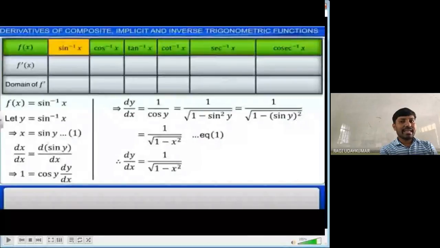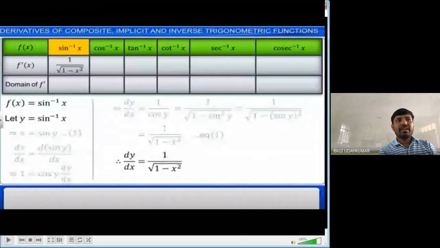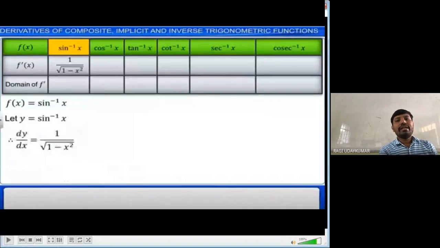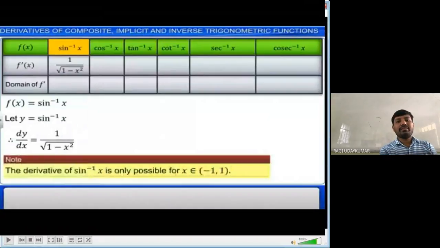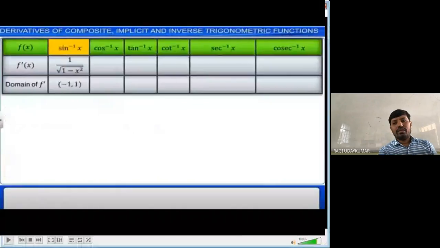Derivative of sin inverse x is equal to 1 by under root of 1 minus x square. In the same way, we will consider the derivative of cos inverse. And here, the derivative of sin inverse is possible only in the range of minus 1 to 1, the open interval minus 1 to 1 only.